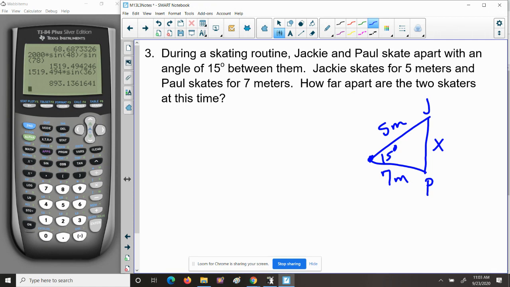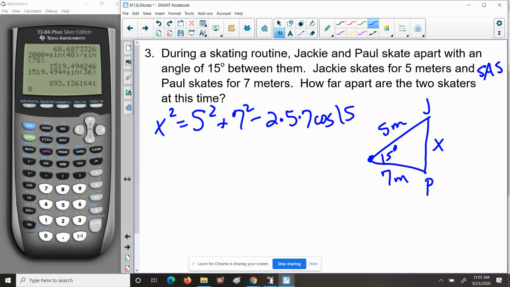All right, so let's take a look at what's in the triangle. We have two sides and we have an angle that's included between them. So we have side angle side. That means we want to use law of cosines, right? And we're solving for a side. So we're going to start with our side squared. So x squared equals, remember the pattern, the other two sides squared and added together. So 5 squared plus 7 squared minus 2 times the other two sides, 5 times 7, times the cosine of the angle that goes with the side we're looking for, so times cosine of 15.